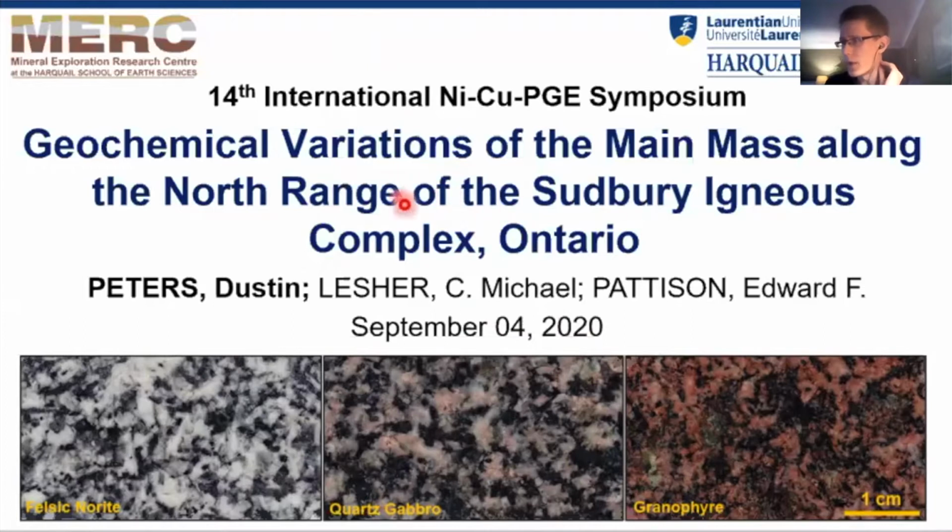We've heard quite a bit about the sulfides associated with the SHC so far, and I want to focus on the melt sheet itself in this short presentation, on the main mass, which, as you can see down here, is generally composed of a lower noritic unit. Then we have this thin quartz gabbroic transition zone, and then a thick upper granophyre.